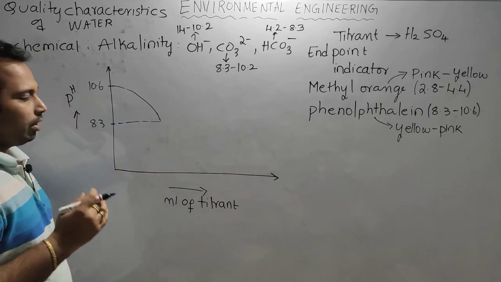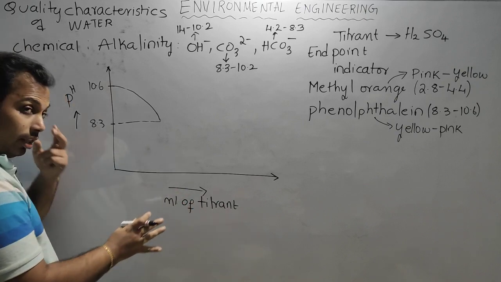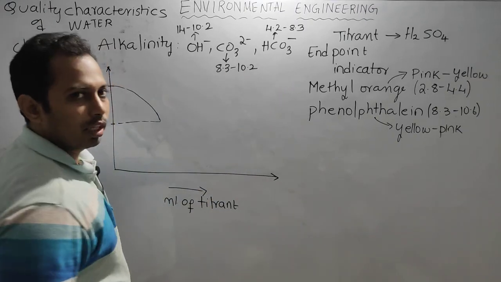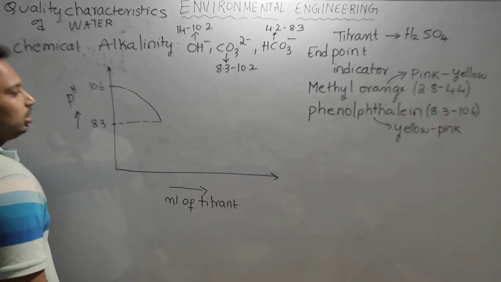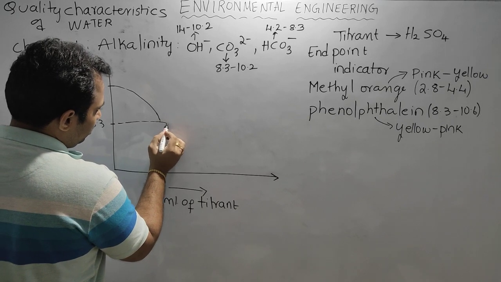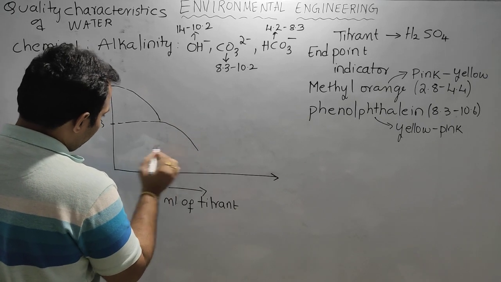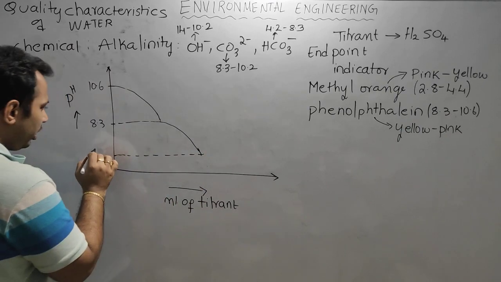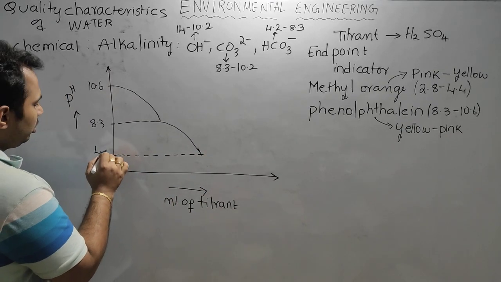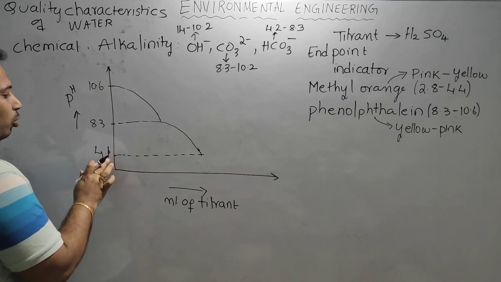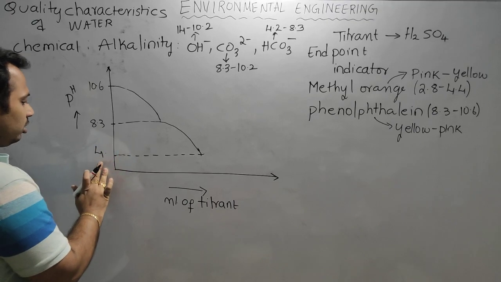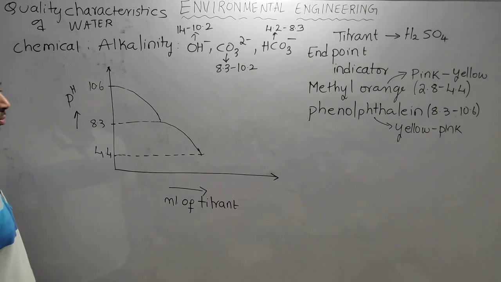Again I keep on adding the acid. Now I have added methyl orange. This is the titration graph. At some point, 4.4, it turned into yellow. That means we have reached the point 4.4.